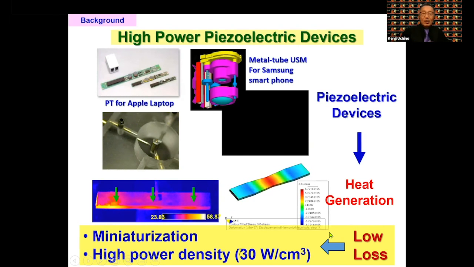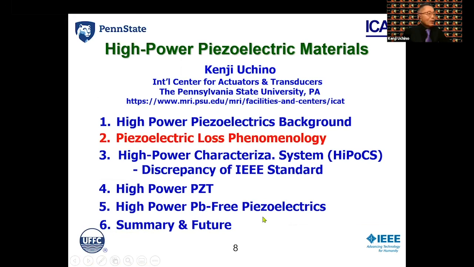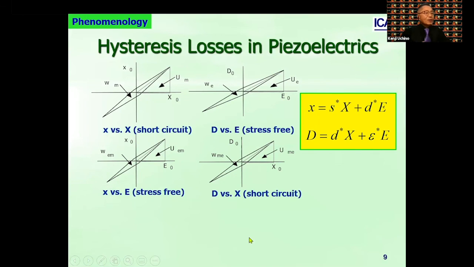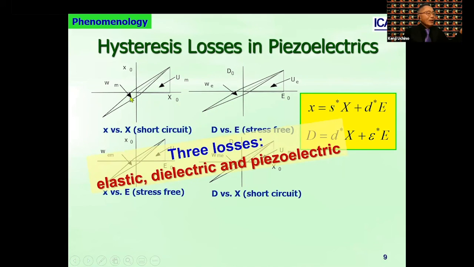That's the current situation. So I would like to summarize these 35 years of long research in 10 minutes, okay? So, high power loss phenomenology. Basically, when we measure stress-strain, we can measure the elastic loss from the hysteresis. The polarization-electric field dielectric loss can be observed. And from the strain-stress or polarization-electric field relation, the hysteresis will provide the piezoelectric loss.